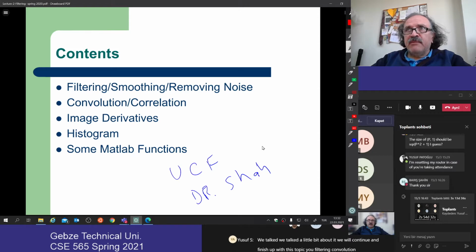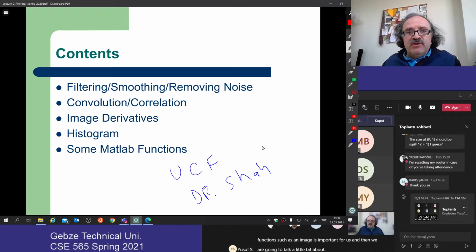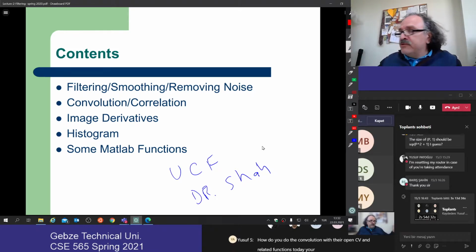We are going to talk about derivatives a lot because taking the derivative of a function or a discrete function such as an image is important for us. And then we are going to talk a little bit about how to do the convolution with OpenCV and related functions today.